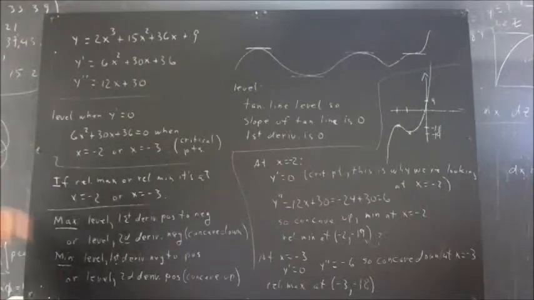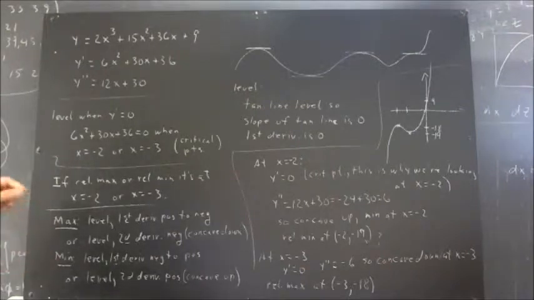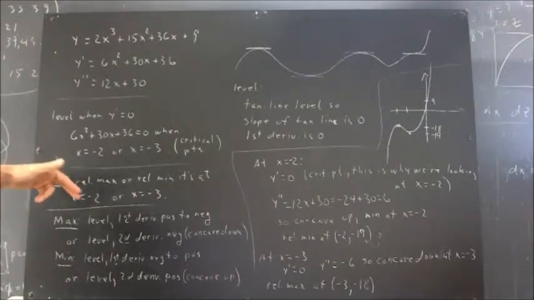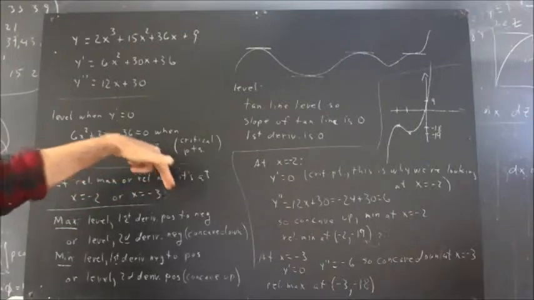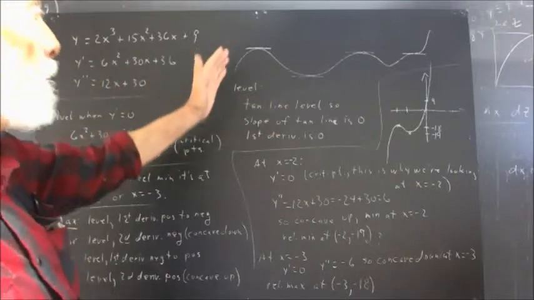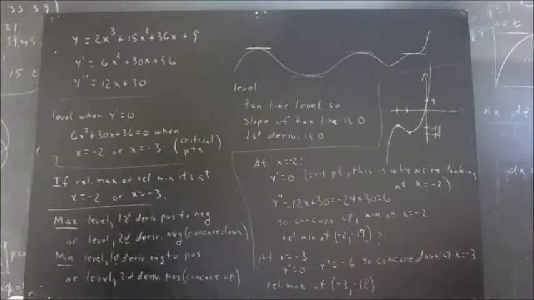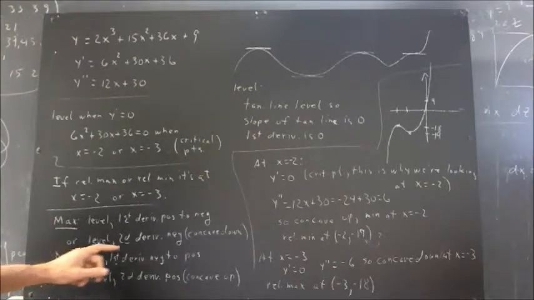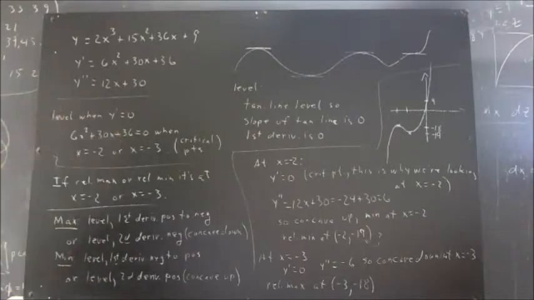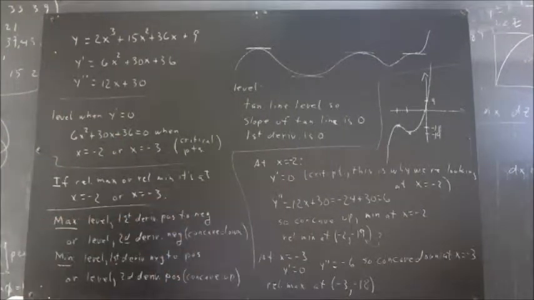A relative maximum is going to occur if the graph is level, i.e. if you have a critical point, and the first derivative goes from positive to negative. So here's a maximum point. What's happening? First derivative is positive on one side, negative on the other side. That constitutes a maximum. Alternatively, it's level, again, critical point, horizontal tangent line, and the second derivative is negative, meaning that the graph is concave down.